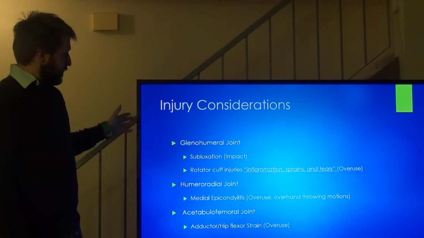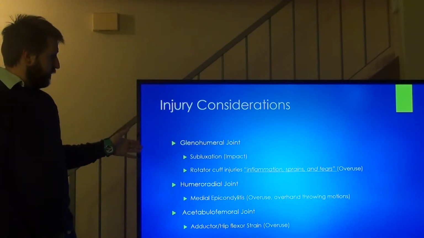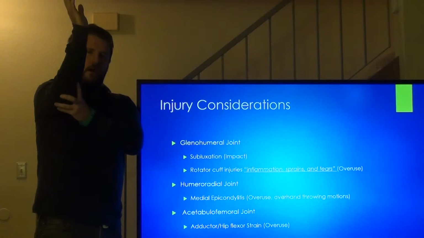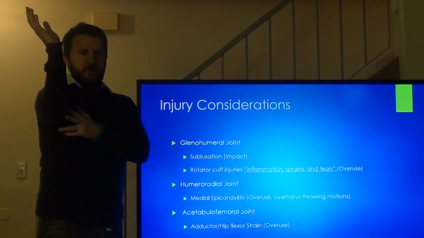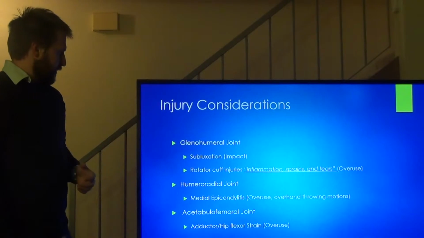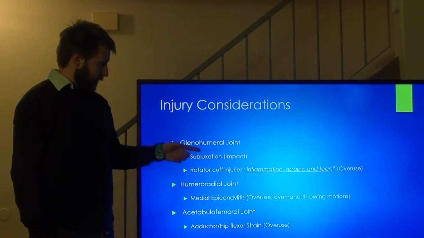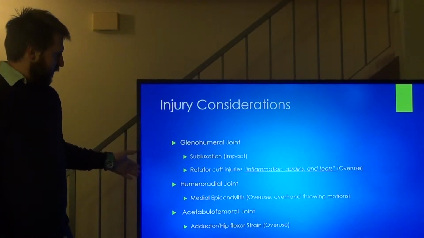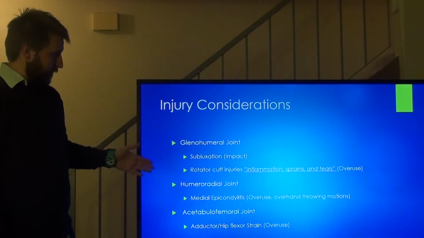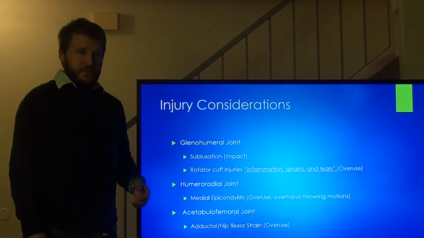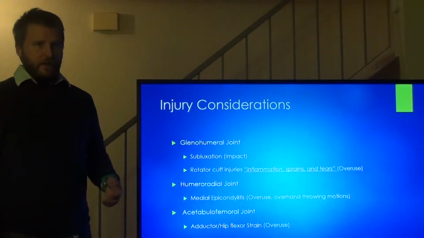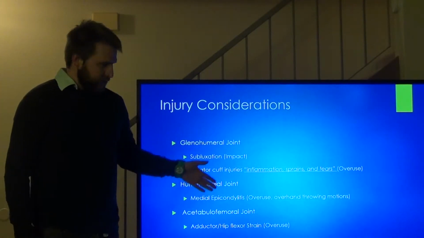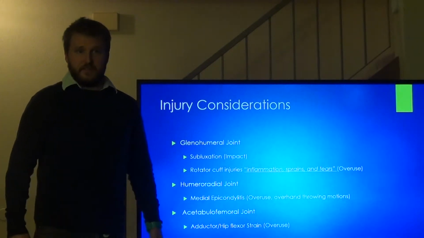The common injuries in water polo that occur at the glenohumeral joint: subluxations, which are caused from impacts, normally when the water polo player is throwing the ball and their arm is met with force normally from an opposing water polo player. It could cause a subluxation. Rotator cuff injuries, overuse, inflammation, sprains, and tears just from the constant swimming and throwing. The humeral radial joint, medial epicondylitis from overuse. Normally the overhand throwing motion is the cause of that, which the water polo players will do very often during the game. Acetabulofemoral joint, adductor hip flexor strains, again, overuse from the constant egg beaters that they do.